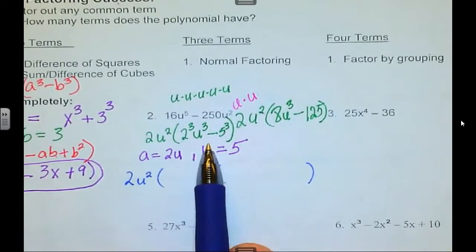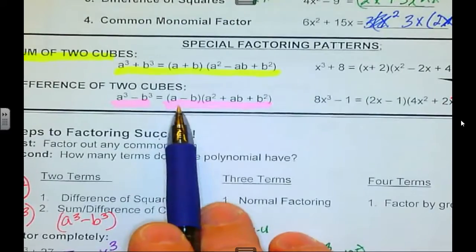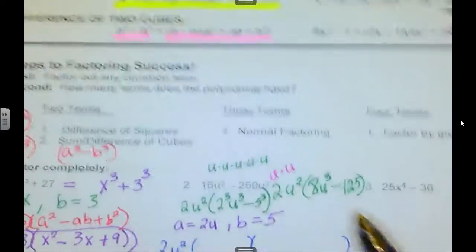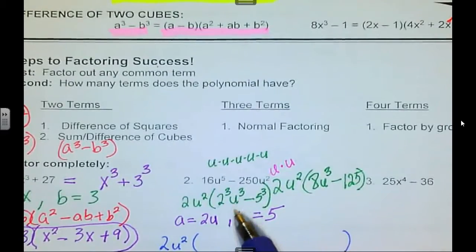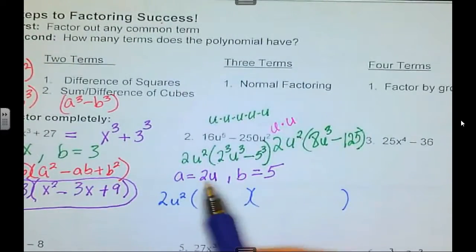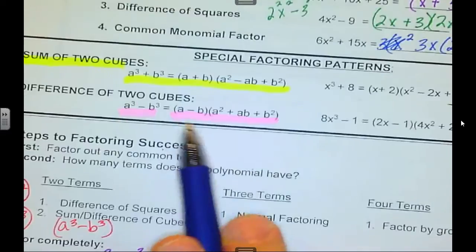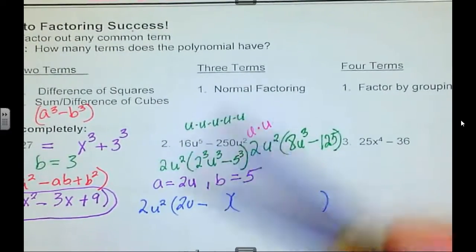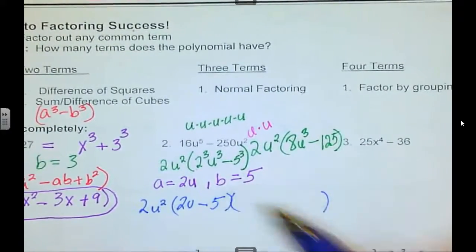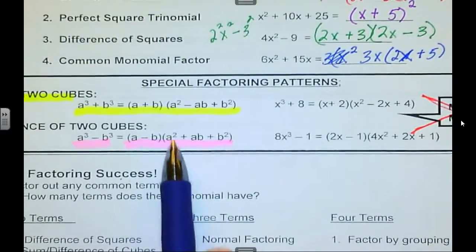Okay, I have a difference. My difference is A minus B. And I don't know, I haven't even put it in. All right, so I got 2u minus my B, which is 5. Then I have times the quantity, A squared.